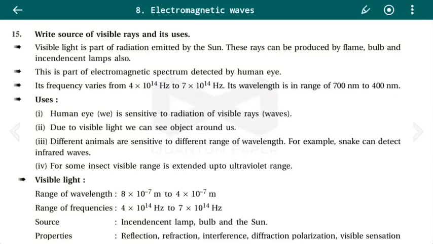In this video we are going to discuss some of the rays of chapter number 8, electromagnetic waves. So let us start with the visible rays first. Write the source of visible rays and its uses.